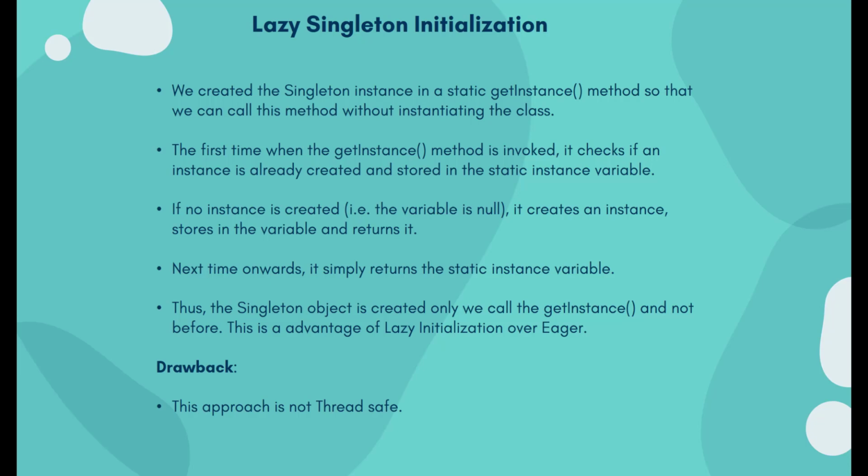Here, the instance is created in the static getInstance method. Every time the getInstance method is called, it checks if the instance variable is null or not. For the first invocation, it will be null. Then it creates the instance of the singleton class and initializes in the variable and returns it. From second invocation onwards, since the instance variable is no longer null, it returns the instance variable directly without performing any operation. Thus, the instance of the singleton class is created only when called upon and not during class load. This is a major advantage of lazy initialization over eager.